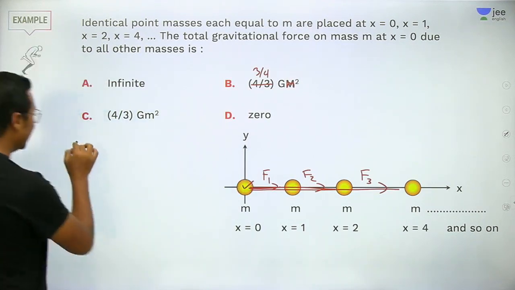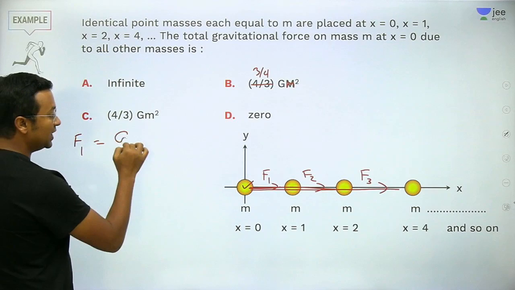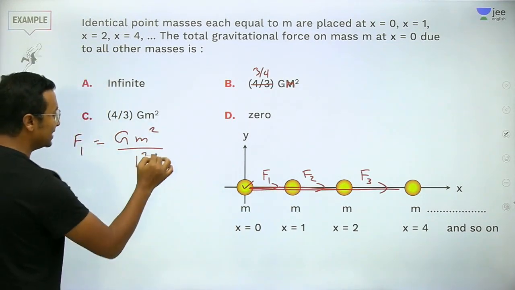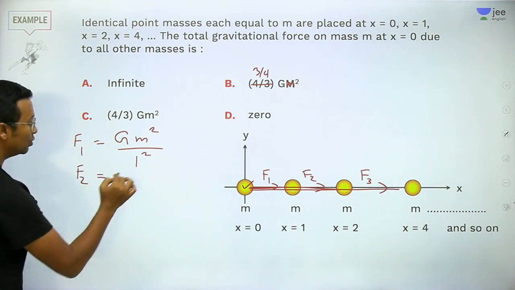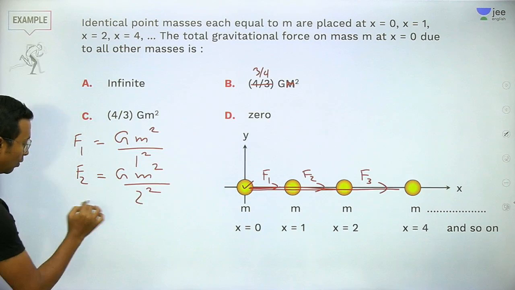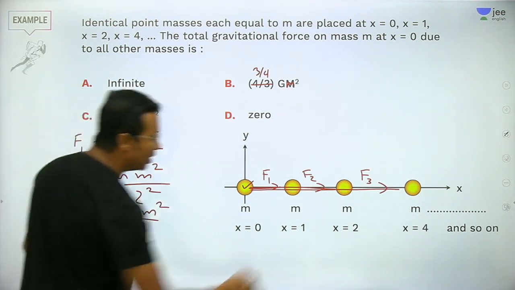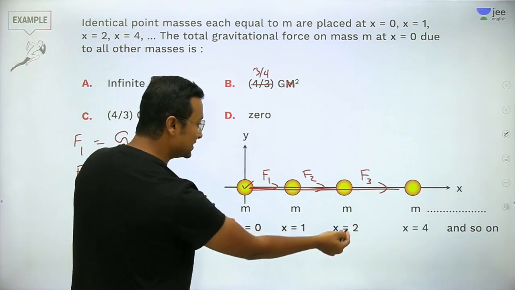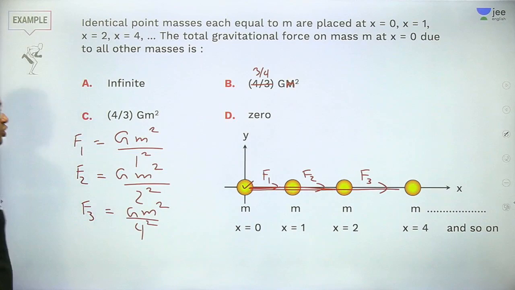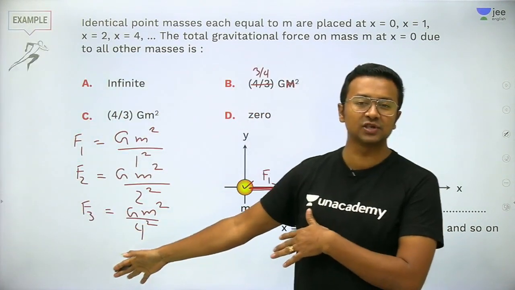So what will be F1? F1 will be equal to simply Gm squared upon, how much is this distance? 1 squared. What will be F2? Gm squared upon 2 squared. What will be F3? Gm squared upon, what is this distance? This distance is 4. So this is 4 squared. If you add up all of these, now there are infinite such forces acting on it.